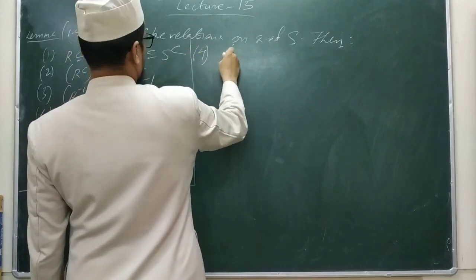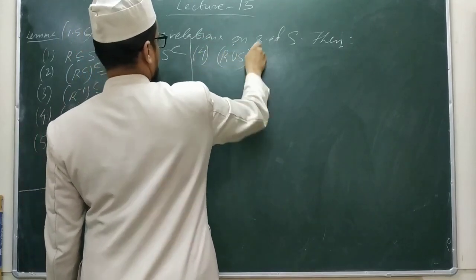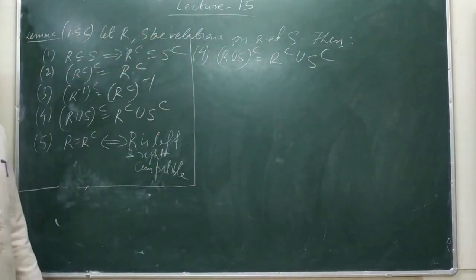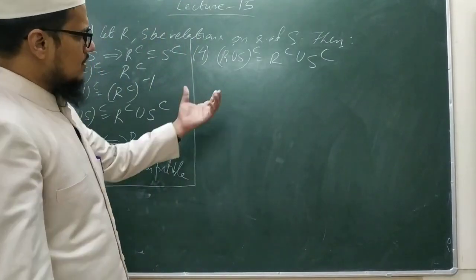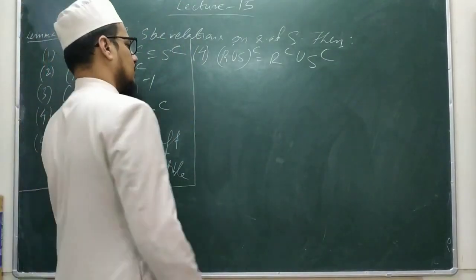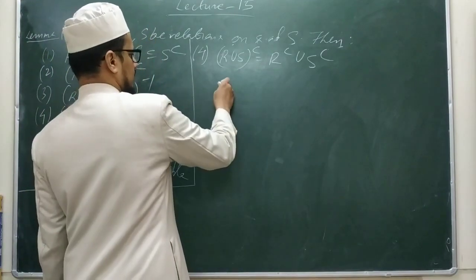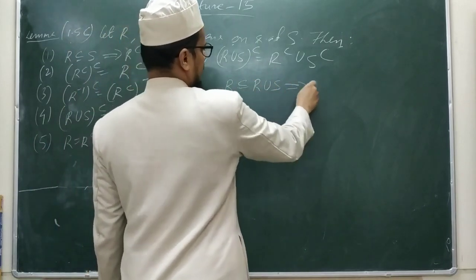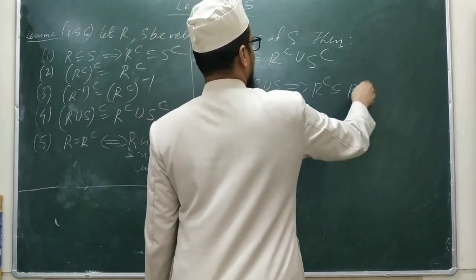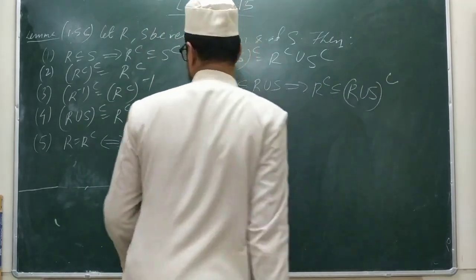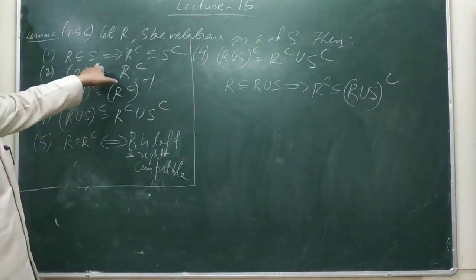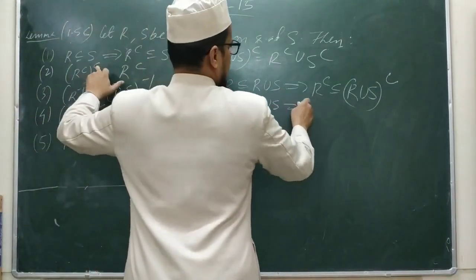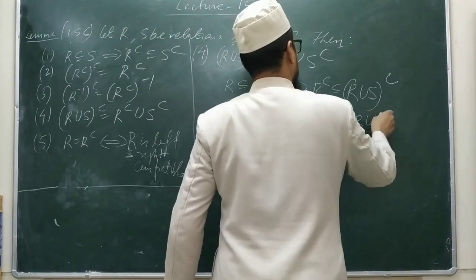Fourth is that (R union S)^C is equal to R^C union S^C. Correct? Now both parts are easy. See, R is contained in R union S. It implies what? R^C is contained in (R union S)^C. This is by part 1. Correct? S is contained in R union S. It implies S^C is contained in (R union S)^C.